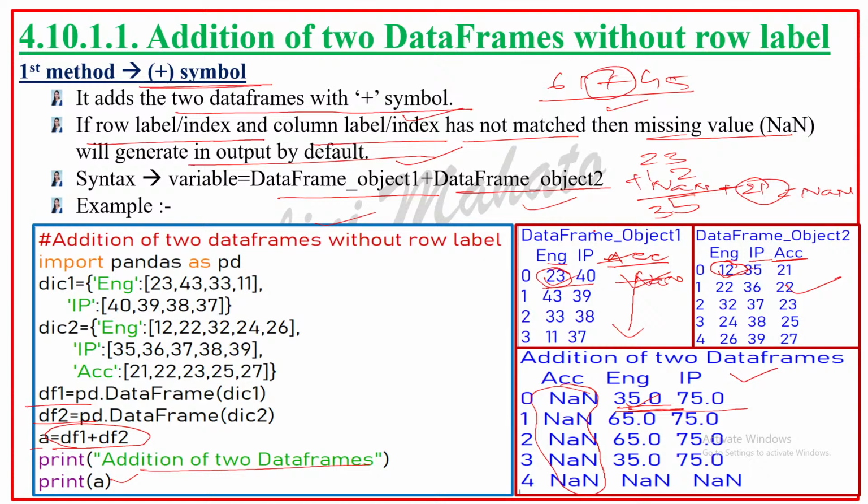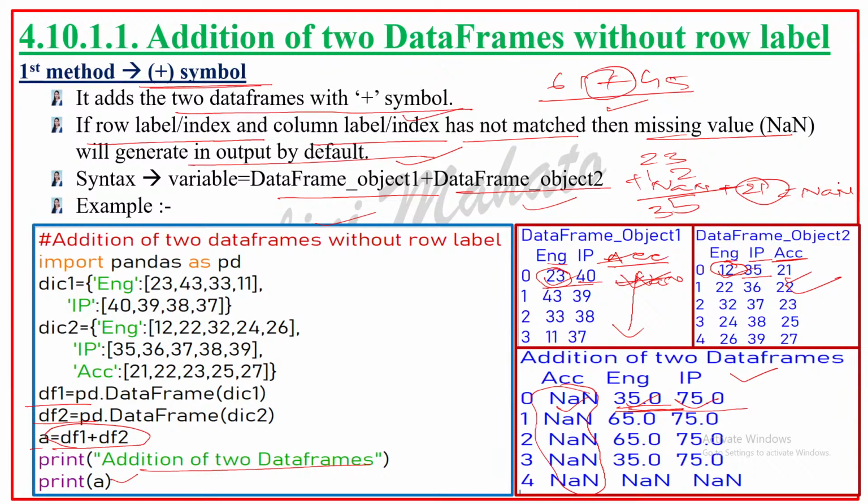Now you understand how addition works. Then now comes 40. IP 0 index is 40. Now IP 0 index 35. So 40 plus 35, 75.0. Here 21, here nothing. So that is why accountancy will come as NaN. Clear? So like this you can add the two data frames without row label with the plus symbol.